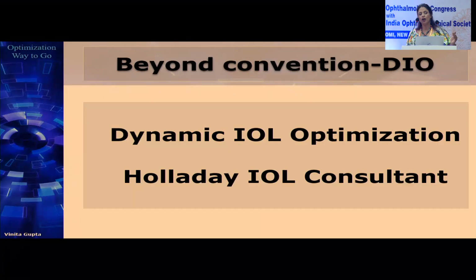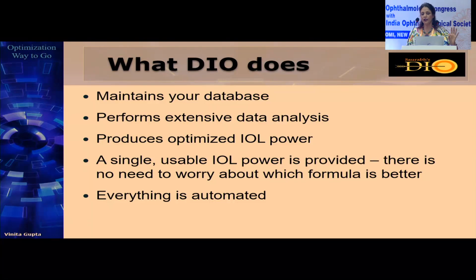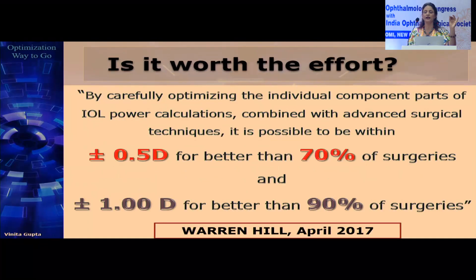Beyond this conventional optimization, we have something called DIO, which is another software developed by the same person I'm talking about, Dr. Saurabh. And again, we have the Holladay IOL Consultant also, which are both available softwares, which are both paid. They are not available for free as compared to the lens constant optimizer, which is available for free. Since DIO is developed by one of my colleagues, I'm just talking about it. It maintains your database, performs extensive data analysis, produces an optimized IOL power, and a single IOL power is provided. You need not worry which formula is better or which formula is bad. Everything is automated. You just need to feed in the basic parameters and it will work for it.